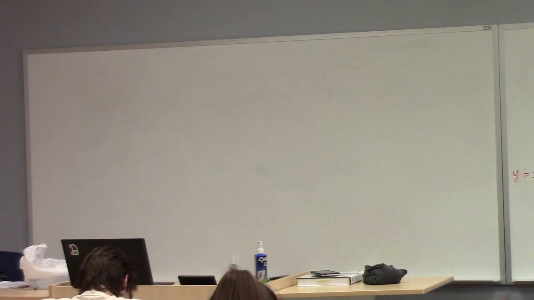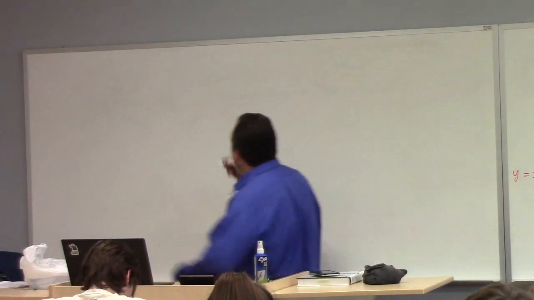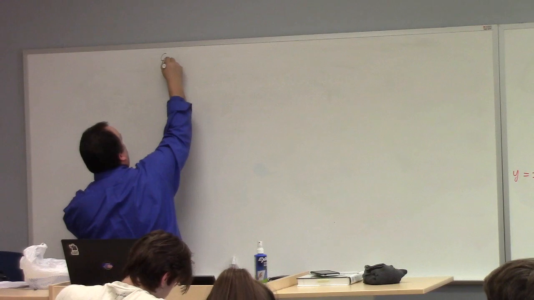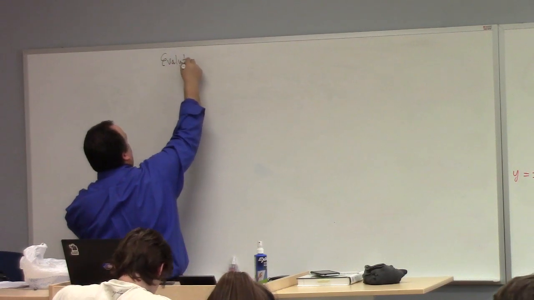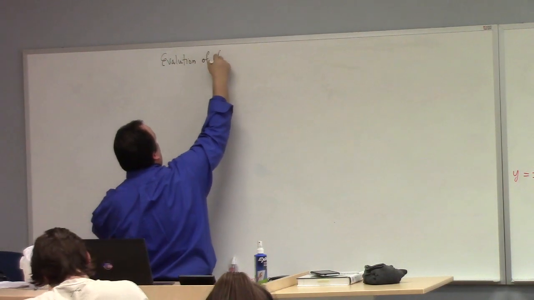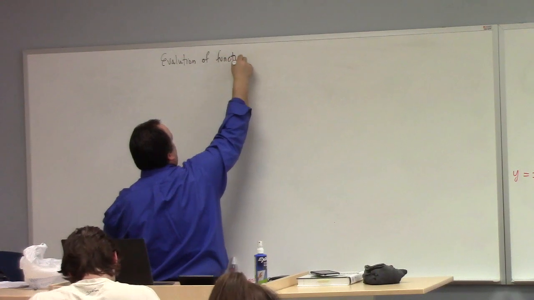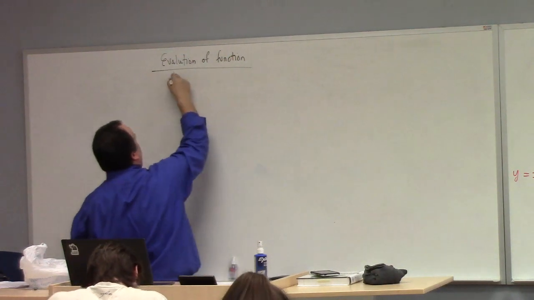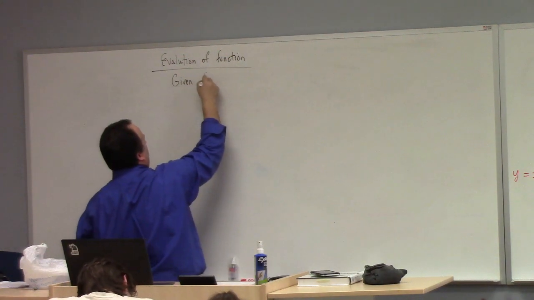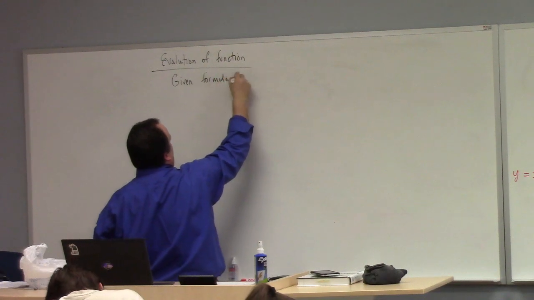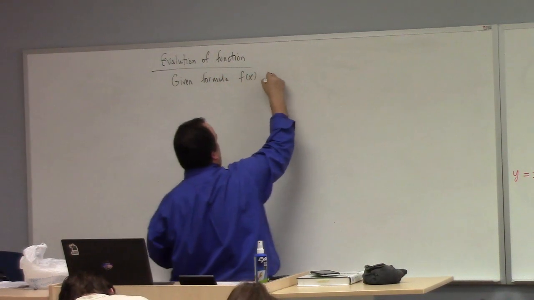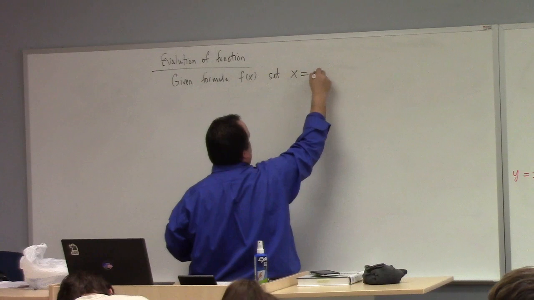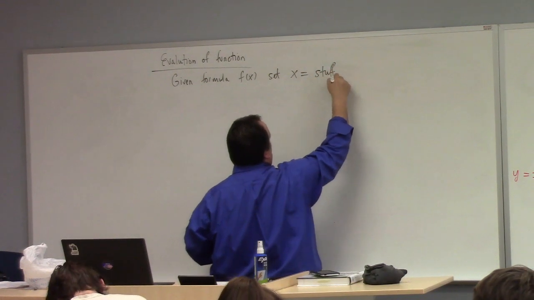Okay. Example 7. All right, let me do some simpler things. Let's talk about evaluating a function. A lot of times this is what you guys need to do. So given a formula f of x, set x equal to stuff. Work it out.